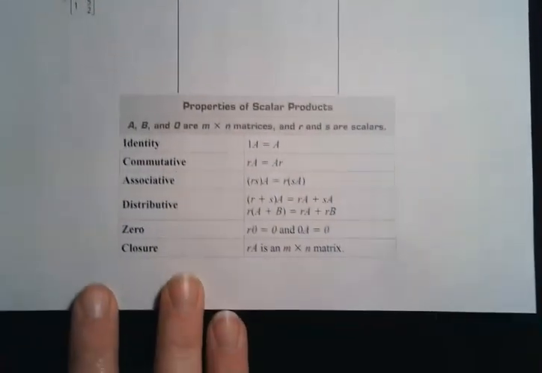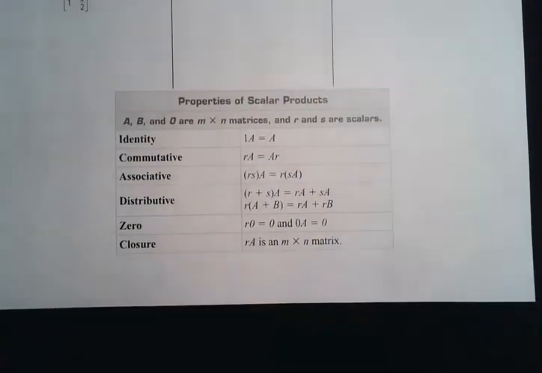Okay, then there's a couple properties of scalar products down here. Our identity property: 1 times the matrix A is just going to give us matrix A. It's commutative. If we have a real number times matrix A, it's the same thing as matrix A times the real number. Scalar products are associative. So we could do two different scalars, R times S, and then multiply by matrix A, or we can do S times matrix A and then multiply by the scalar R.